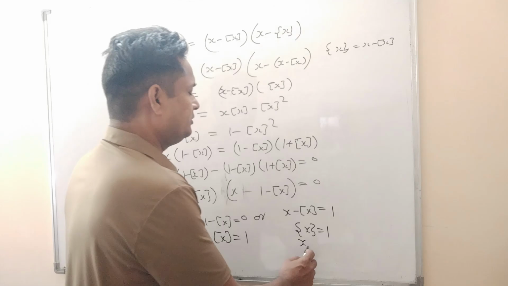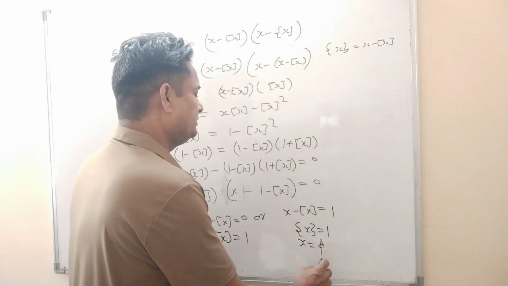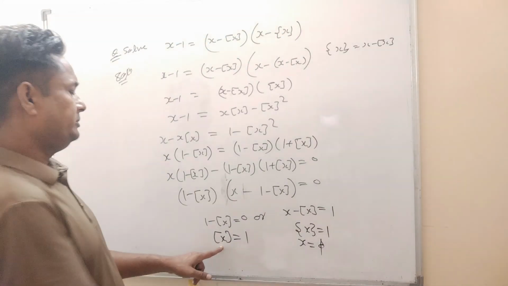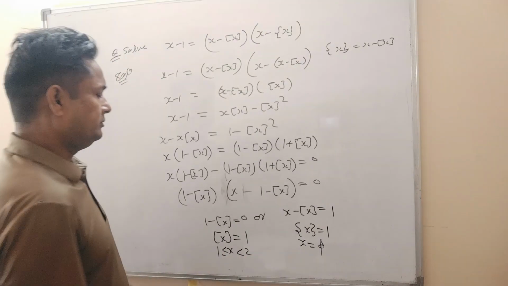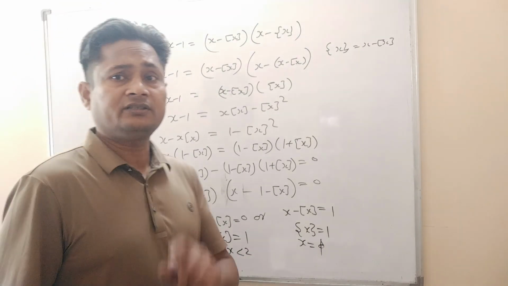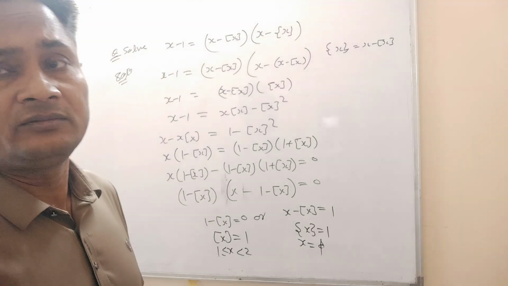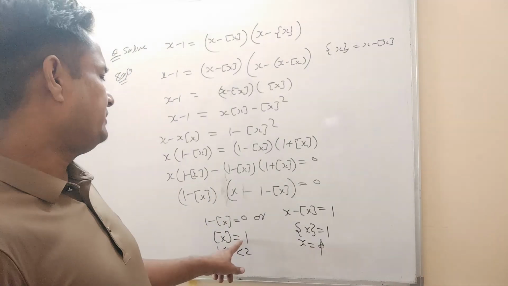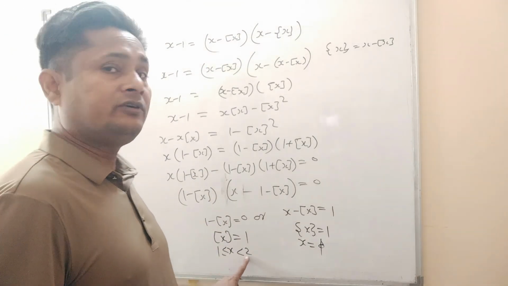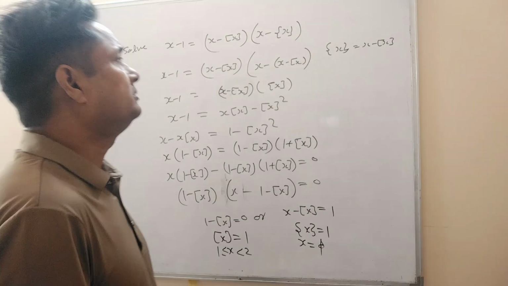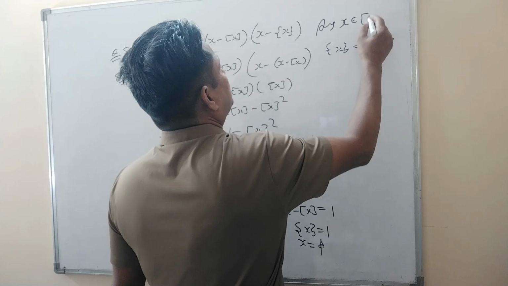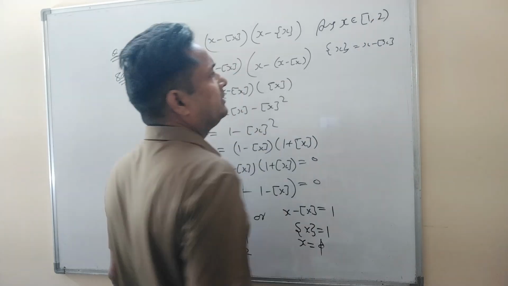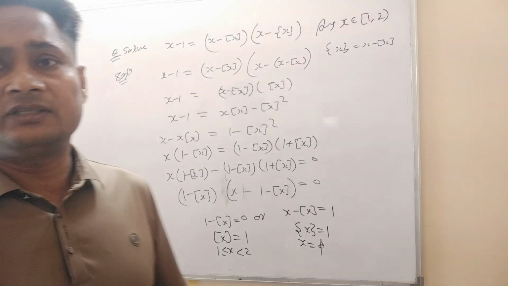From here, what will be the answer? The answer from here will be 1 to 2. Greatest integer x will give the value 1 when x lies in the interval 1 to 2. So what will be the answer of this one? The answer will be x belongs to 1 closed, 2 open. So this is our answer in this case.